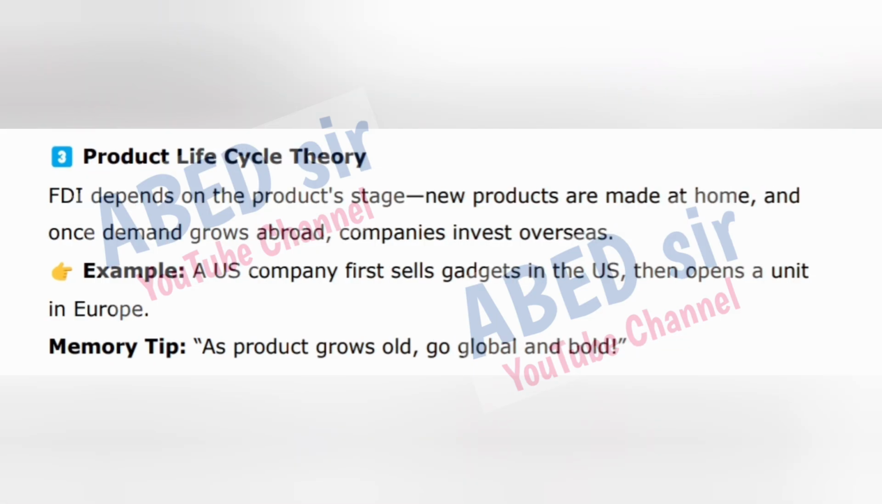3. Product life cycle theory. FDI depends on the product's stage. New products are made at home, and once demand grows abroad, companies invest overseas. Example, a US company first sells gadgets in the US, then opens a unit in Europe. Memory tip: as product grows old, go global and bold.